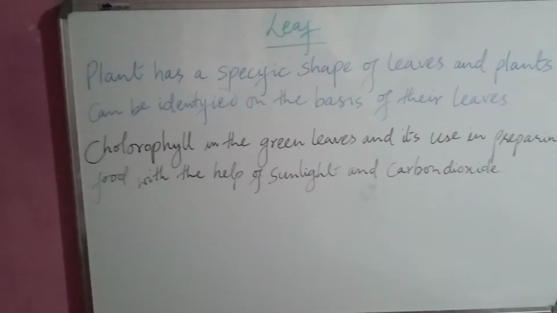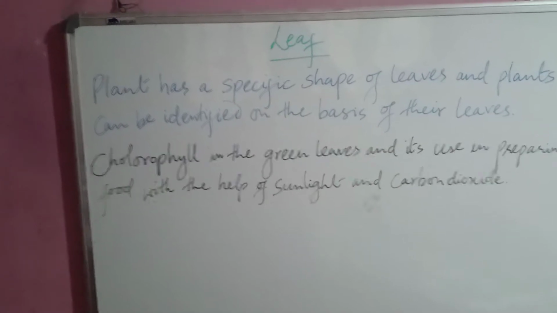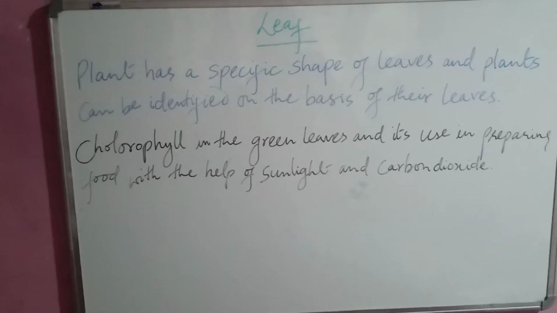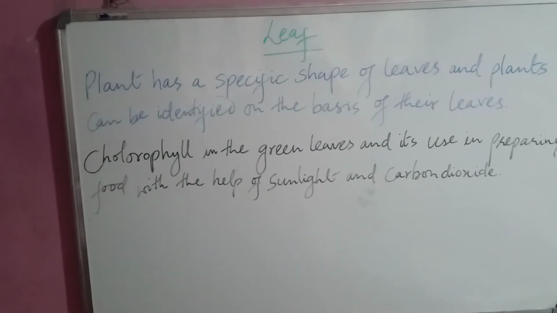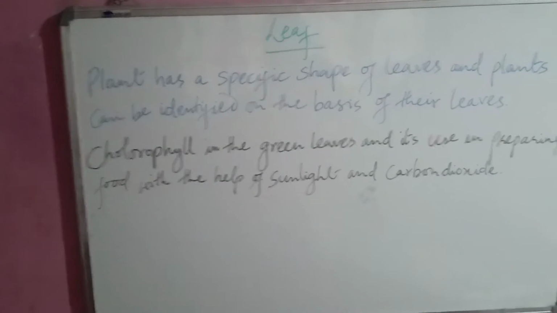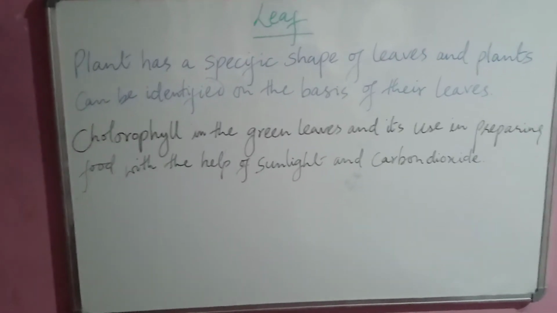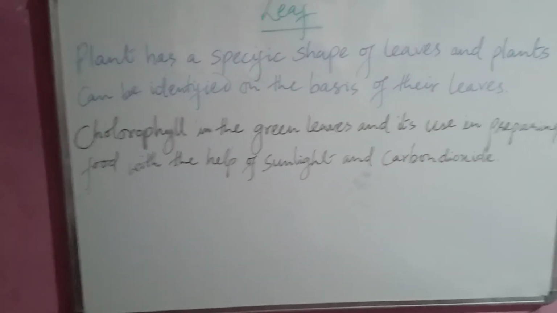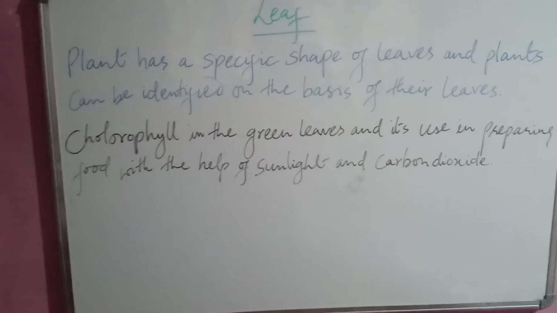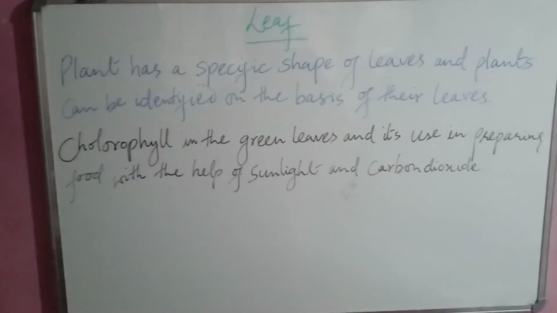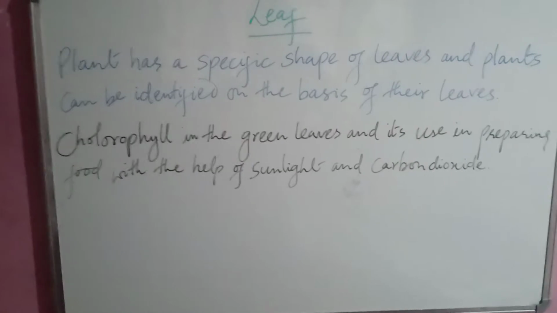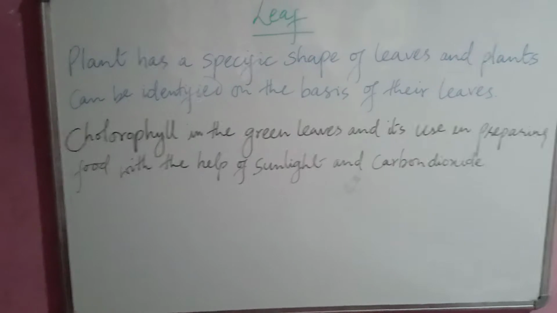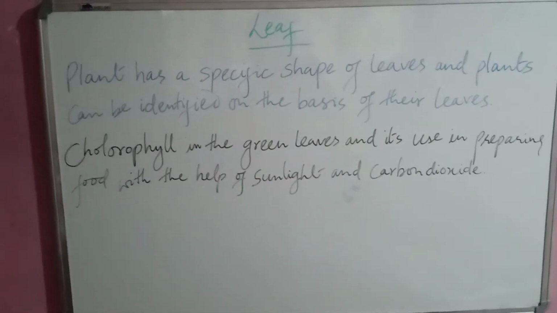If you have noticed, most of the plants on earth are green, and why is it green? Due to the presence of chlorophyll. It is the chlorophyll in the green leaves that is used for preparing food with the help of sunlight and carbon dioxide. So it is the presence of chlorophyll which helps in making their food with the help of sunlight and carbon dioxide.